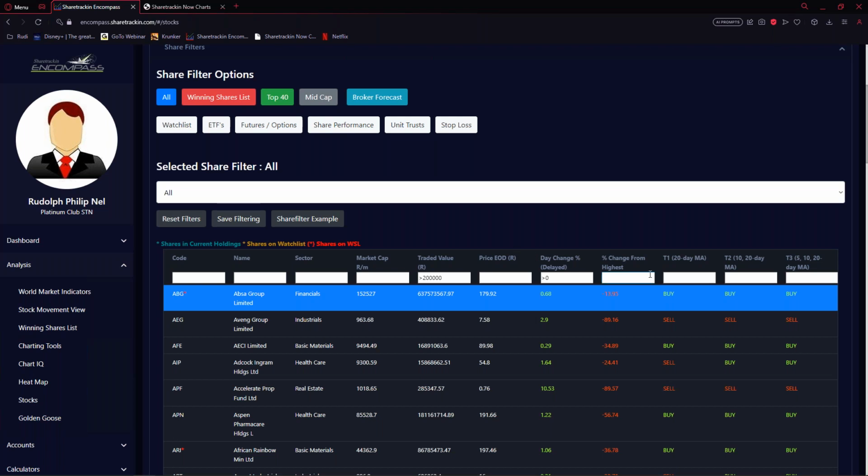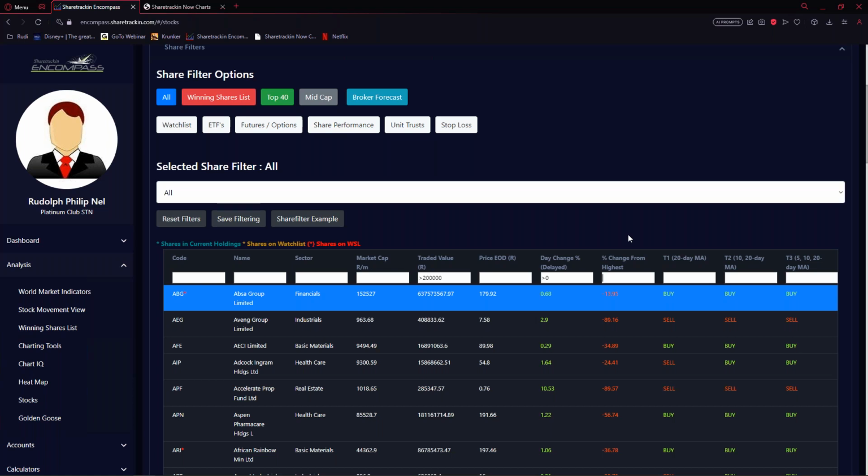All right. After I've done the traded value greater than 200,000 and the date change percentage greater than 0, I change the percentage change from highest. And this is another thing you must remember: you can't invest downwards. With CFDs you can trade downwards, whereas with equity you can only go one direction, that's upwards.